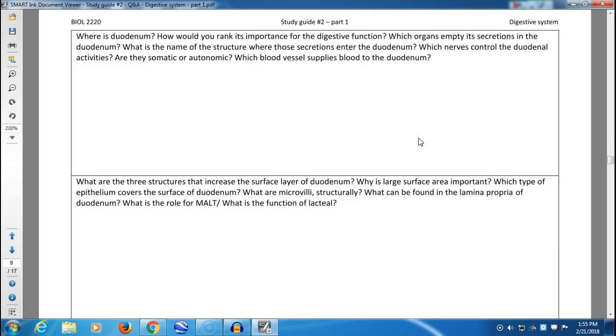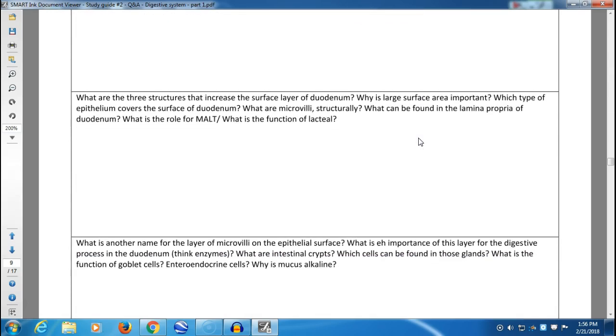intestine, intrahepatic circulation. Three structures that increase the surface layer. Anatomy. Identify them on the picture. Circular folds, villi, microvilli. Circular folds, they move food in a circular fashion, which keeps it in the duodenum for a longer period of time. Why is large surface area important?